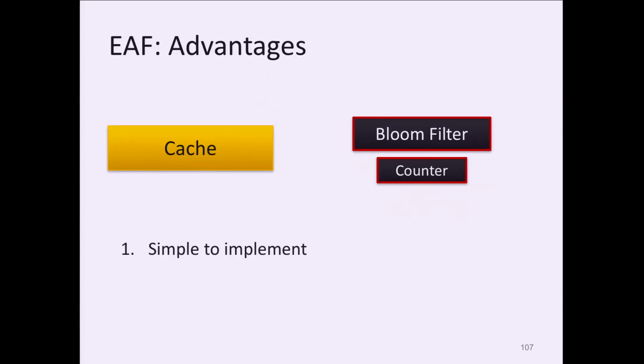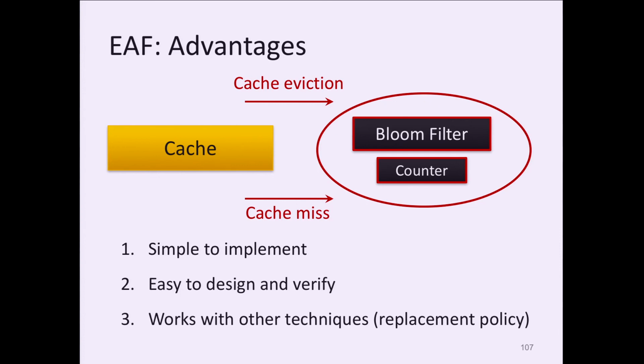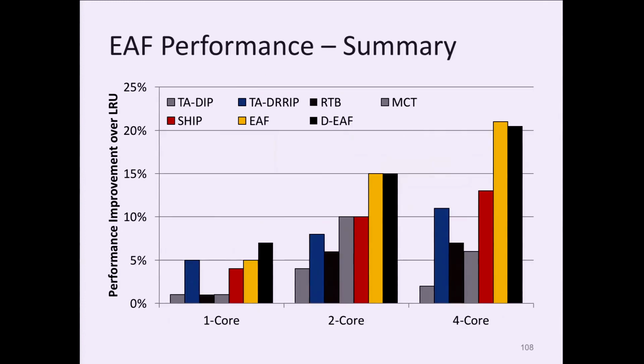So there are a bunch of advantages of having a structure like this. It's relatively simple to implement. It's not part of the cache if you think about it, right? We have not modified the cache at all. We're really operating on the outside of the cache. It's easy to design and verify, hopefully, and you can work with other replacement policies also. You just observe cache evictions and cache misses, and then use an insertion policy that's hopefully implemented in there. So the paper has a lot more detail, of course.